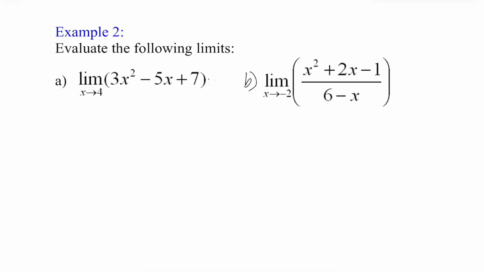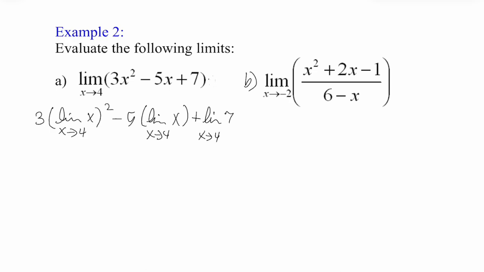Now I'm going to write it out longer, but I'm going to show you what happens. This is really 3 times the limit as x approaches 4 of x squared, minus 5 times the limit as x approaches 4 of x, plus the limit as x approaches 4 of 7. Now, you're never going to do this ever again. This is a waste of time. But the limit laws allow us to do that.